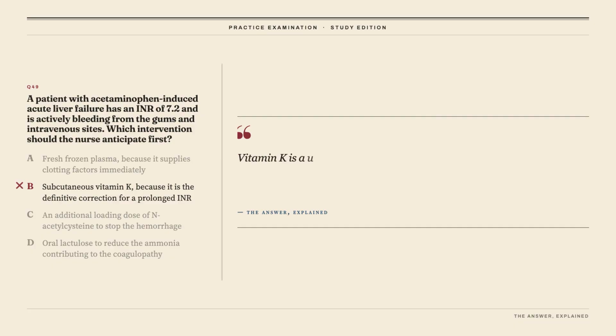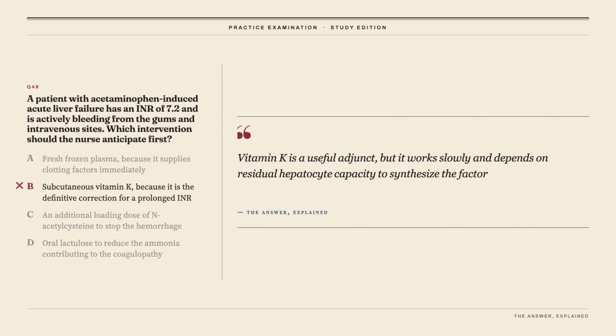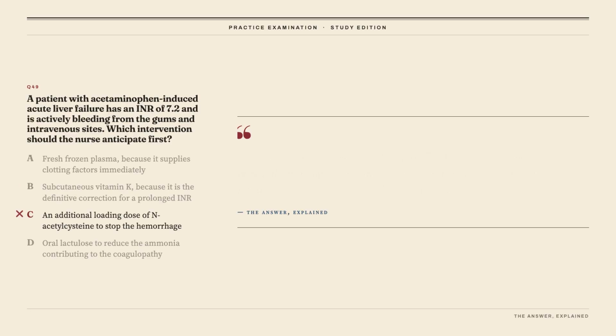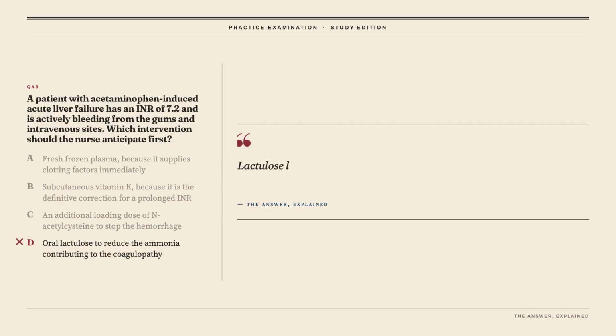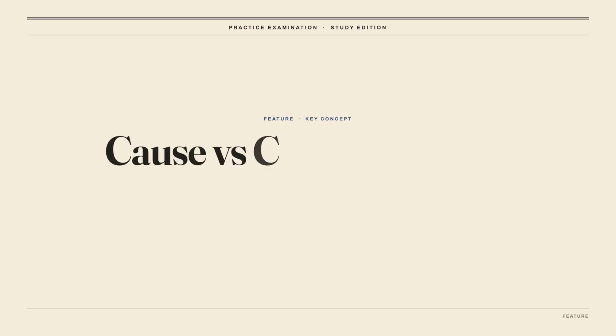B is wrong because vitamin K is a useful adjunct, but it works slowly and depends on residual hepatocyte capacity to synthesize the factors. In fulminant failure, that capacity is precisely what is missing. C is wrong because N-acetylcysteine treats the underlying toxic mechanism by restoring glutathione. It does nothing to replace absent clotting factors or stop bleeding that is already occurring. D is wrong because lactulose lowers ammonia and treats hepatic encephalopathy, not coagulopathy. Ammonia does not cause the bleeding.